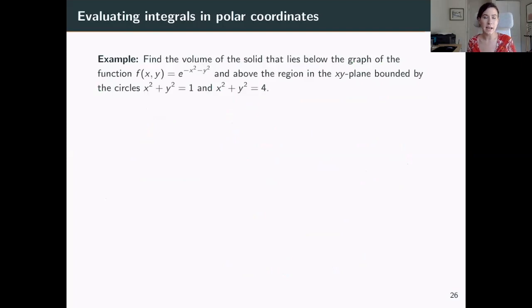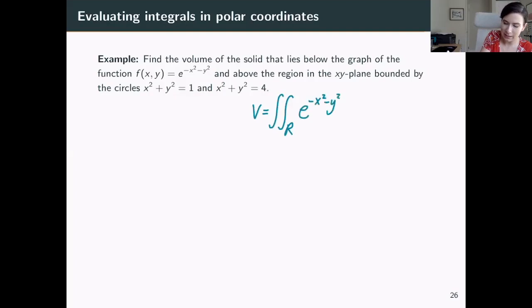It's been a while since I've given you a chance to give things a try. Here we have a different function that we want to evaluate the volume of under a region defined by the area between the circles given by these two equations. In total, what we want to find is the volume, the double integral over the region R of this f of xy, which is e to the negative x squared minus y squared dA.